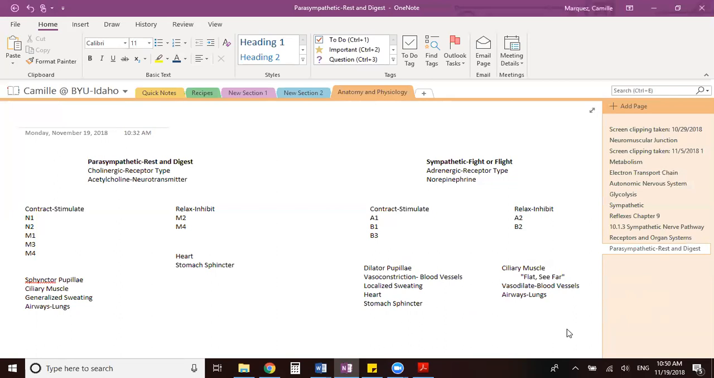So if it's with the dilator pupillae and we're using an alpha-1 agonist, we're going to make the dilator pupillae work more effectively. We're going to make it so it can dilate the eye even more. Whereas if we're using an alpha-1 antagonist, it's going to block that receptor, making it so we can't even dilate the pupil with the dilator pupillae.